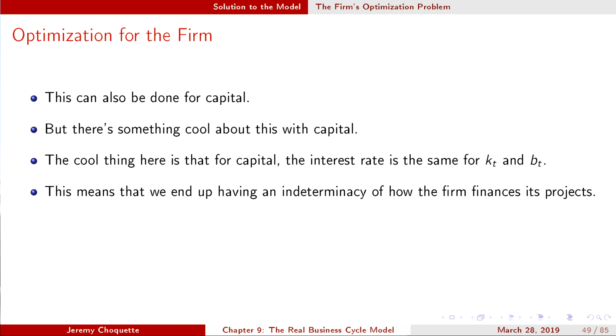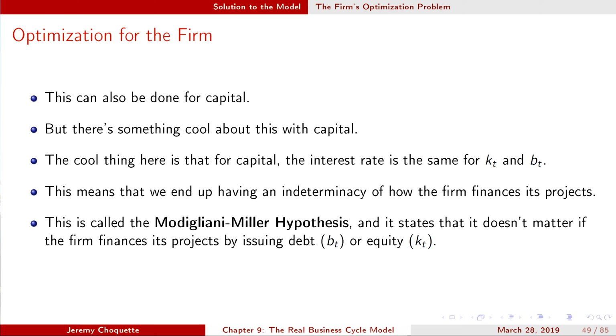And yeah, we get this indeterminacy of how the firm finances its projects. This leads to something known as the Modigliani-Miller hypothesis, and it states that it doesn't matter if the firm finances the projects by issuing debt, bonds, or equity, capital, right? So if the firm wants to issue debt, that means that they're going to sell bonds. So you'll get bonds for a company, and those bonds will be repaid by the company at some interest rate. Or, if the firm were to issue equity instead, they issue stock and you buy that.